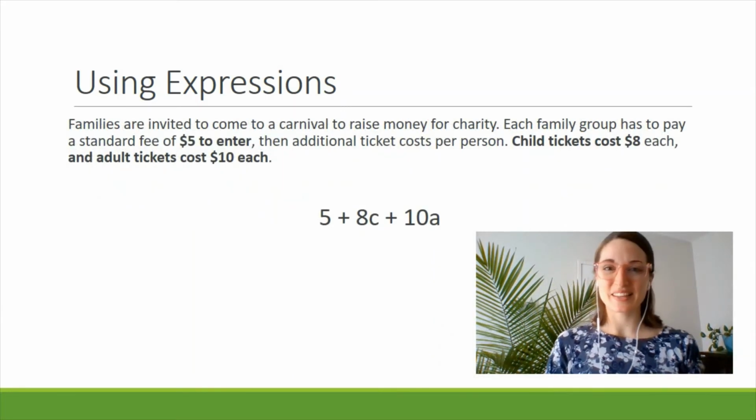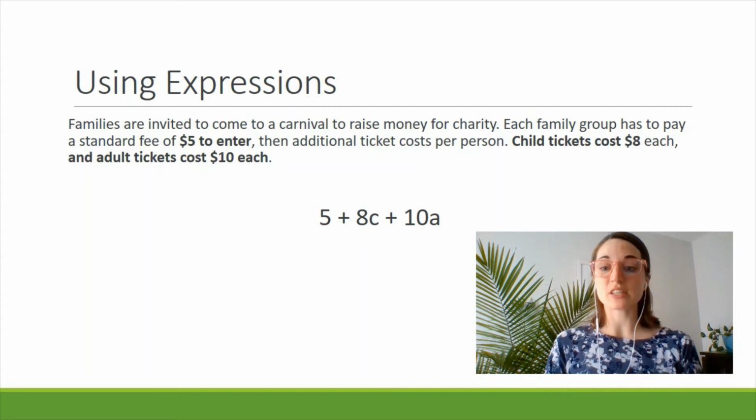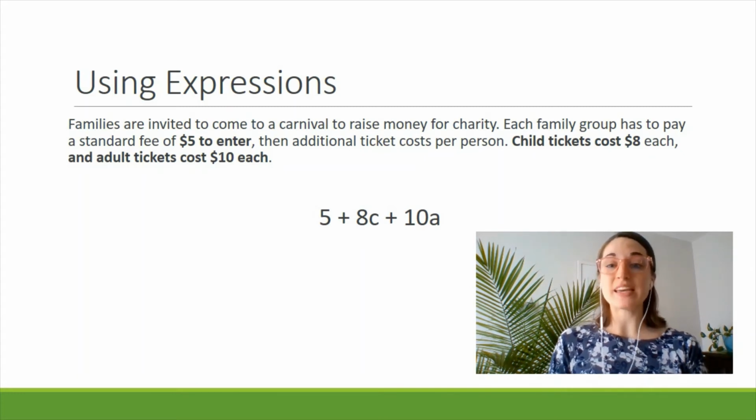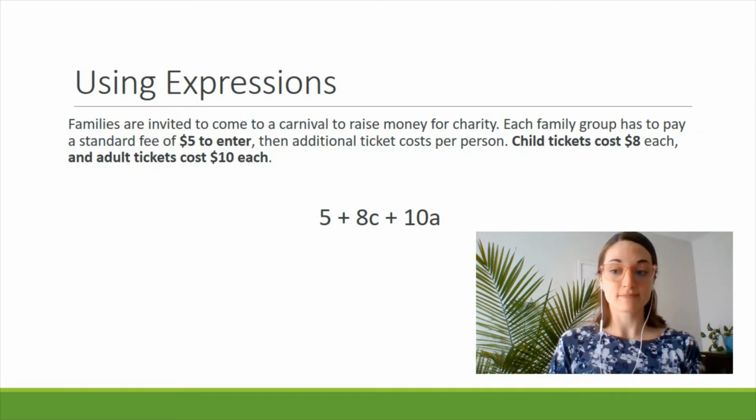Now let's take a look at the expression created for this problem. 5 plus 8c plus 10a. In this expression, 5, 8, and 10 are our constants, and c and a are the variables. First, there's a 5, which is the standard fee to enter. Then we add the 5 with the 8c. The c stands for children, so when we go to solve, we'll replace that variable with the number of children in the family. The 8 is the cost of a child's ticket.